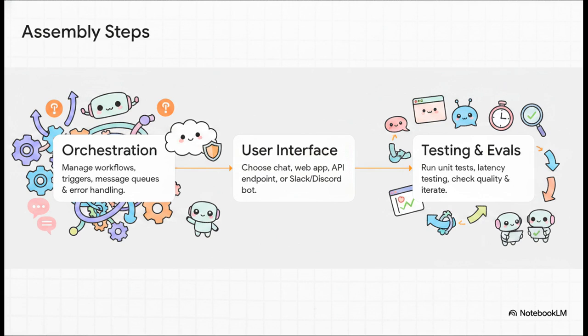Then, step 7 is the fun part, building the user interface. How are humans actually going to interact with this thing? It could be a super sleek web app, a simple API endpoint, or maybe just a friendly bot living right in your company's Slack channel. Finally, step 8 is testing and evals. Before deploying anything, you have to rigorously test for latency and quality metrics. An agent that gives perfect answers but takes 5 entire minutes to reply? Yeah, that's just as broken as an agent that gives instant wrong answers. You test, you iterate, and you improve.